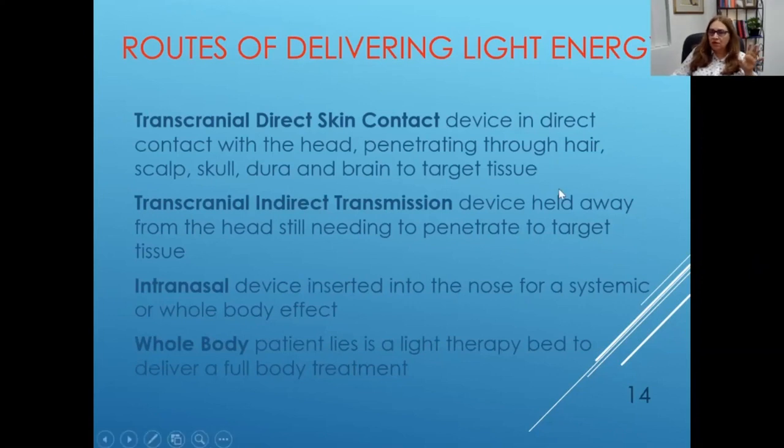Because we're focusing on neurologic conditions, most often we're going to talk about transcranial, so directly on the head to treat the brain, which means it has to go through the hair, scalp, skull, dura, and into hopefully the target tissue we're after in the brain. Transcranial indirect treatment is still treating the head, but again, we're holding that device away from making direct contact, and we're not going to have the same depth of penetration.